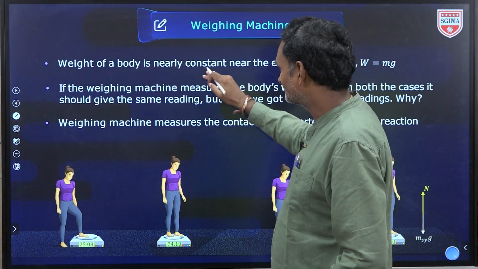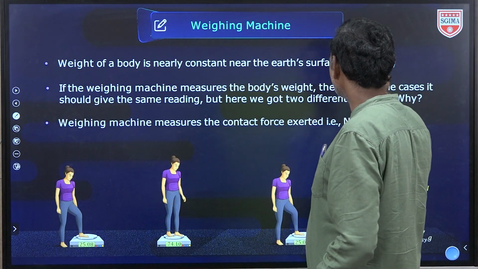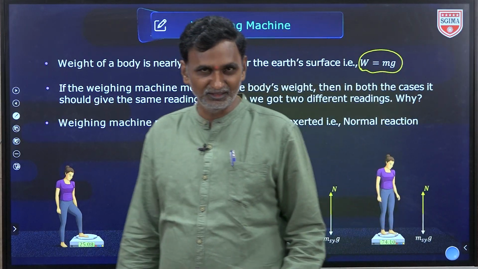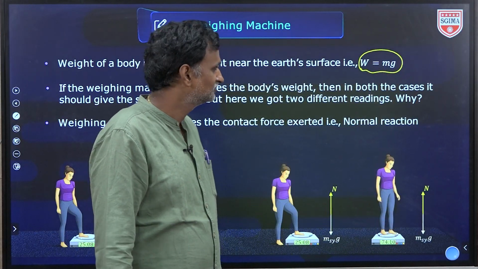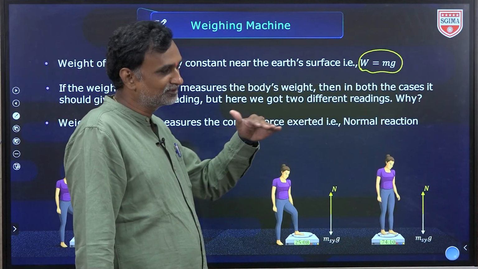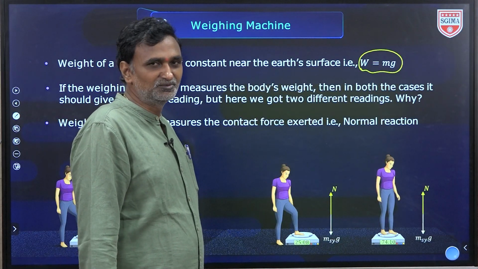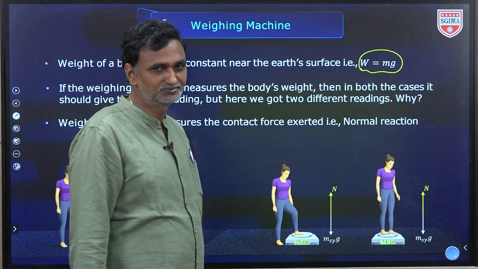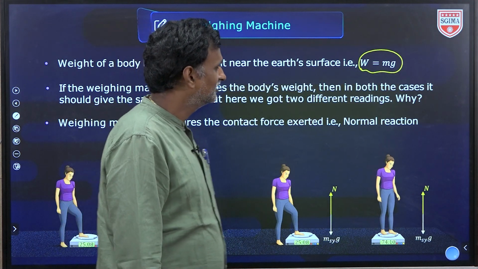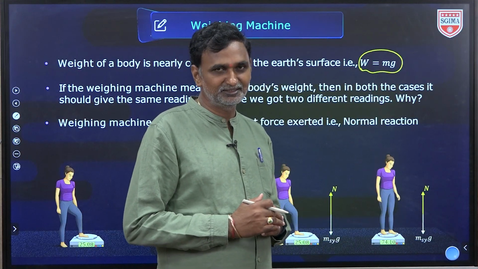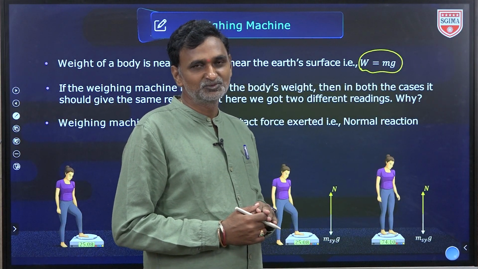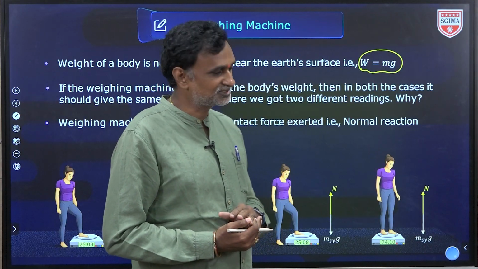Weight of a body is nearly constant near the earth's surface. Generally the weight of the body is given by W equal to mg. So on the surface of the earth, W equal to mg should be the same for a given mass. Here the mass of the person is constant, and on the same level of the surface the g value is constant, so mg should also remain constant.